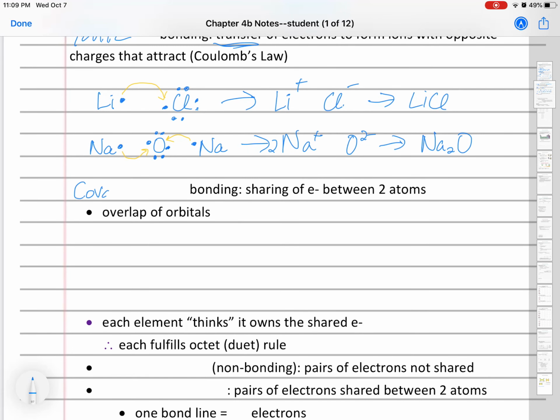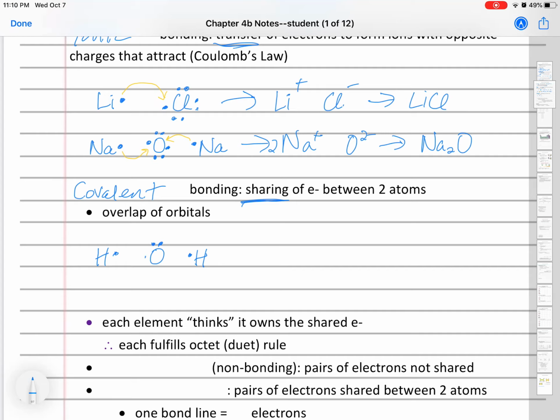So now for some talk about covalent bonding. All right, this is of course sharing of electrons between 2 atoms. So how do atoms share electrons? Well, let's do this with water. So let's use water as an example. So water is hydrogen, oxygen, and hydrogen.